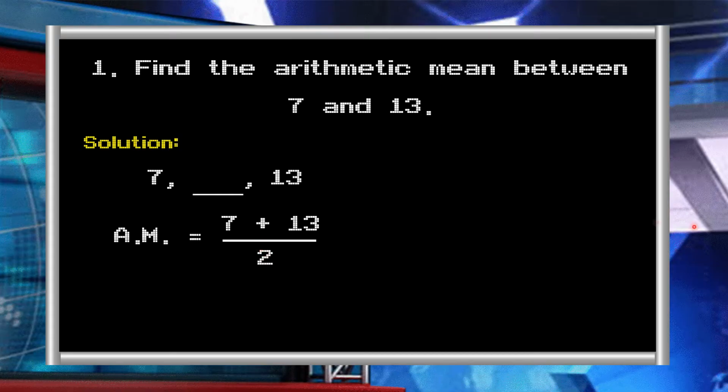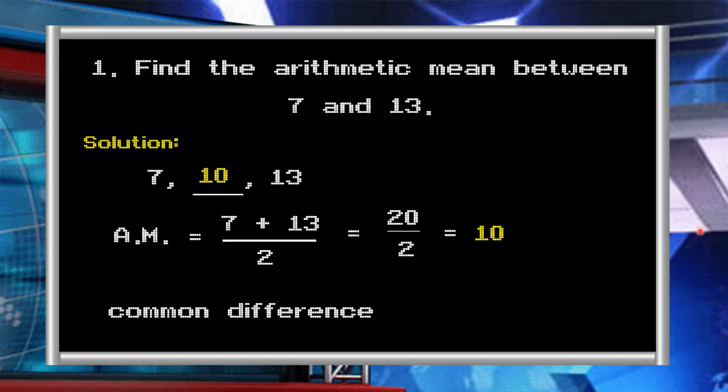And 7 plus 13 is equal to 20 divided by 2, which is equal to 10. Therefore, ang next term natin after 7 ay 10. And ang common difference nila ay ano? Ang common difference nila ay 3. So, 7 plus 3 is 10. Dapat, pag nag-plus 3 din kayo, tama yung ating last term. Let's see. 10 plus 3 equals 13. So, that's it.